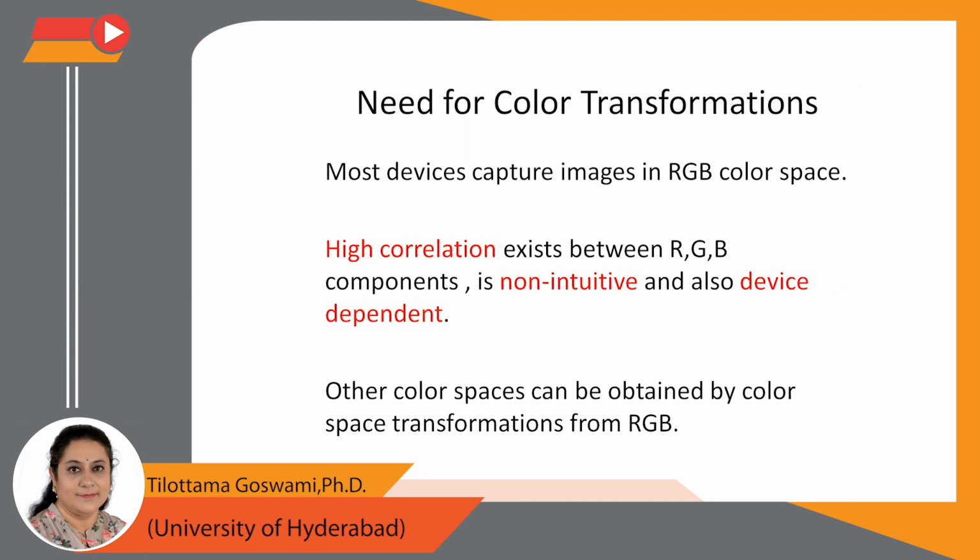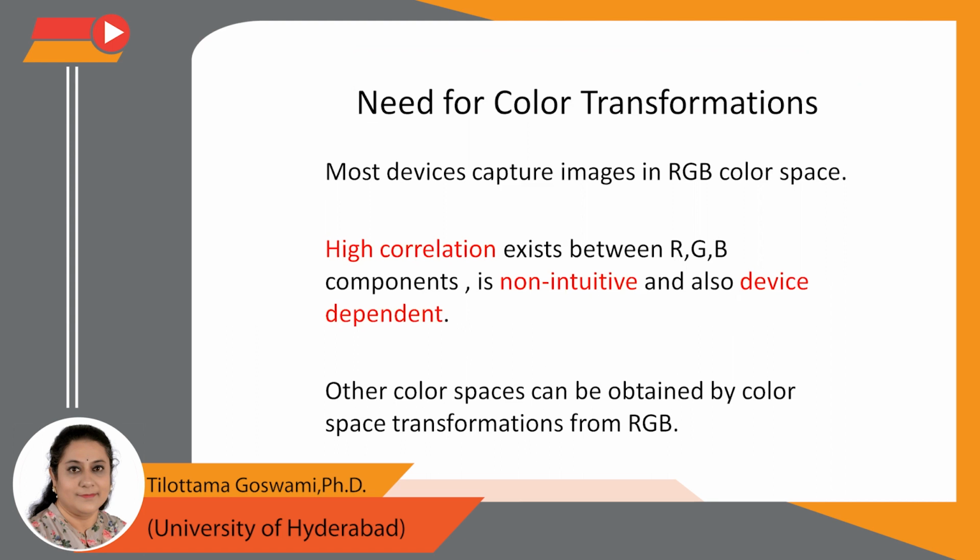For example, the color produced using the pixel values RGB will alter as you change the brightness and contrast on your display. In the same way, if you swap your monitor, the red, green, and blue phosphors will have slightly different characteristics and the color produced will change. Other color spaces can be obtained by color space transformations from RGB. One of the motivations can be to transform the device-dependent RGB to a device-independent color space.